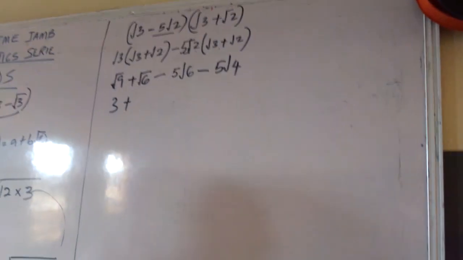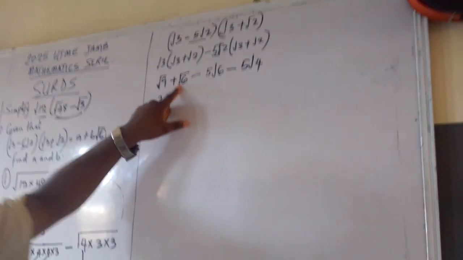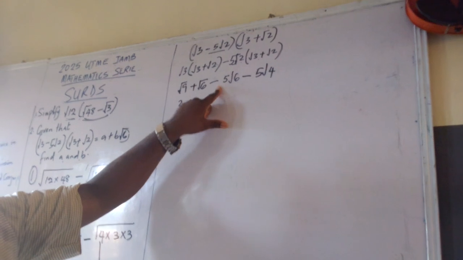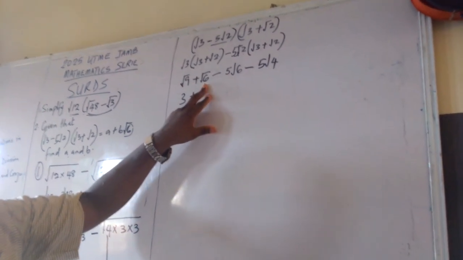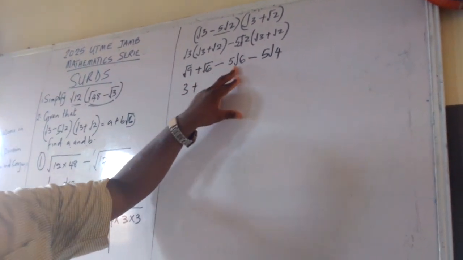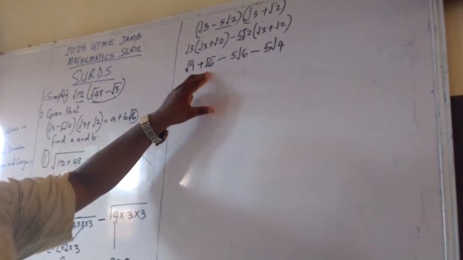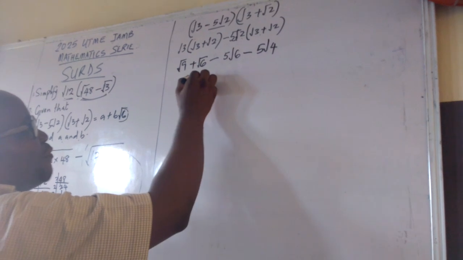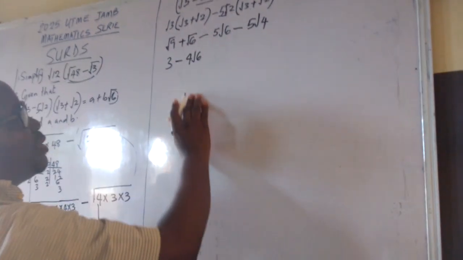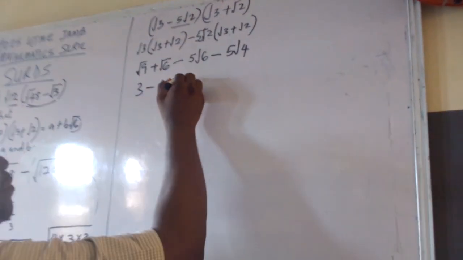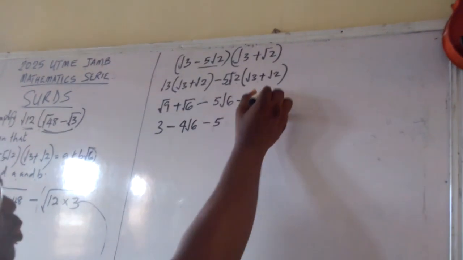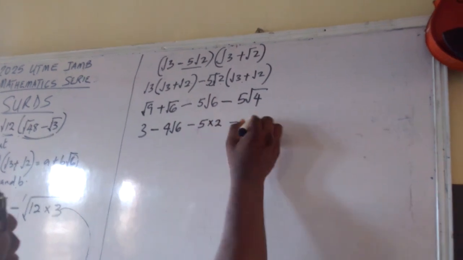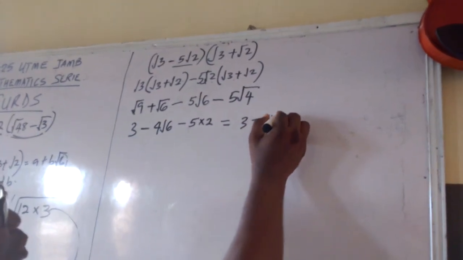So this is the catch. Whenever you see plus, it means you have this. Whenever you see minus, it means you are owing. So plus 1 root 6 means you have 1 root 6. Minus 5 root 6 means you are owing 5 root 6. So when you pay that person 1, what will you have remaining here? Minus 4 root 6. Is that taken? Then I have my minus 5 here. What is the square root of 4? 2. So that gives me 3 minus 4 root 6 minus 10.